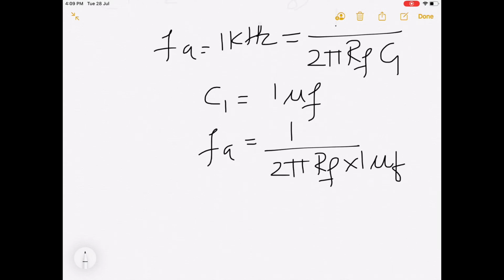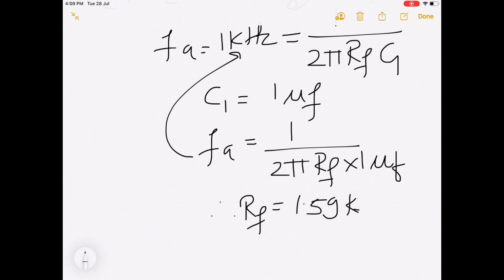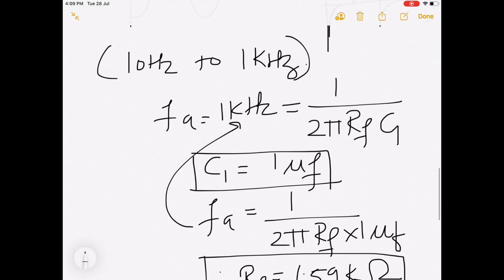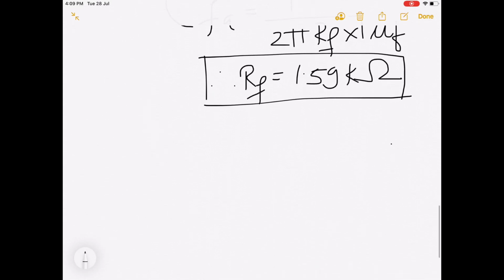Fa is here 1 kilohertz. Put this value and calculate Rf. Rf will be 1.59 kilo ohms. So, we have the value of Rf, we have the value of the capacitor, and we know the frequency range. So, easily you can draw the differentiator, you can design the differentiator.